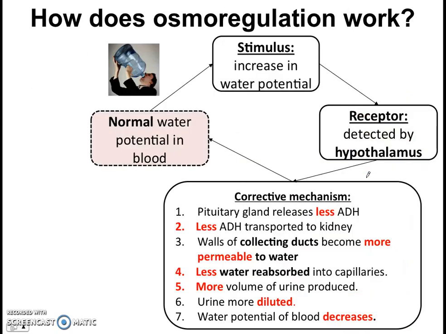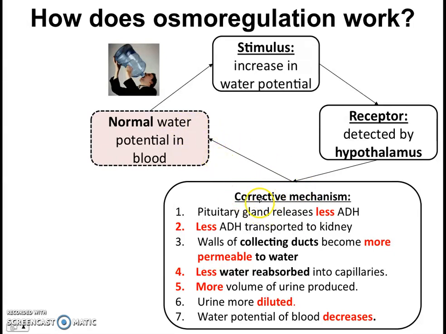Okay, so let's turn to the other situation. Now imagine that, for some crazy reason, you're drinking a great load of water. And what happens then? There's a stimulus. The water potential of your blood will increase, right? Because you drank lots of water and there's lots of water in your system. Again, this stimulus is detected by a receptor, and the receptor is found in your hypothalamus. And once detected, the hypothalamus will start off a corrective mechanism to bring back things to normal.